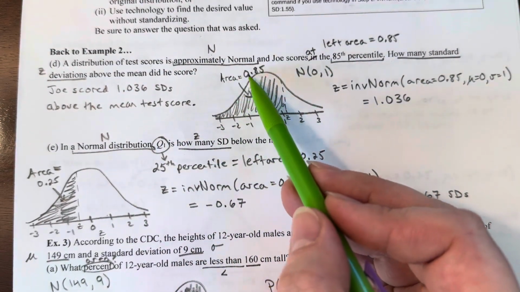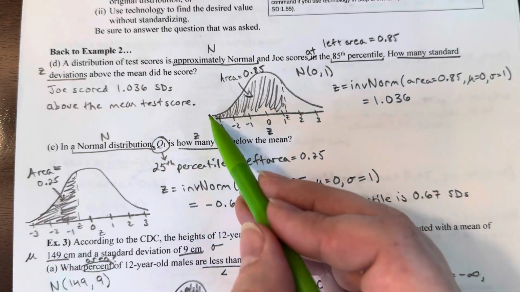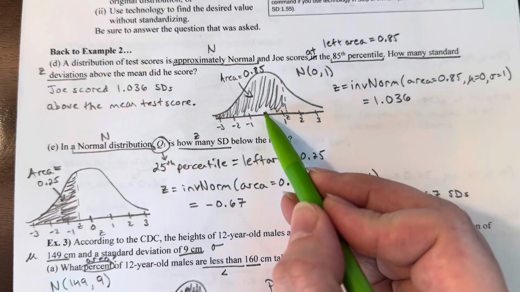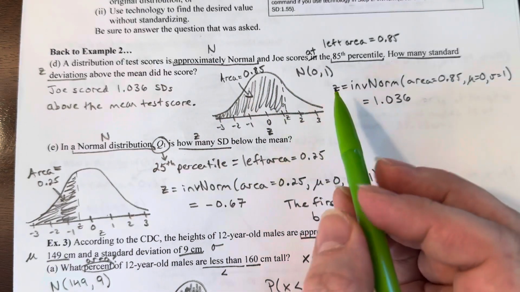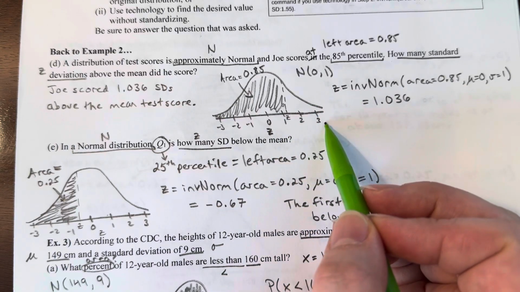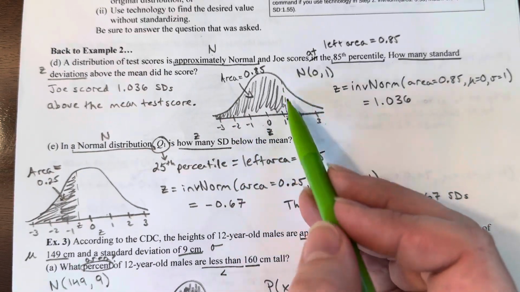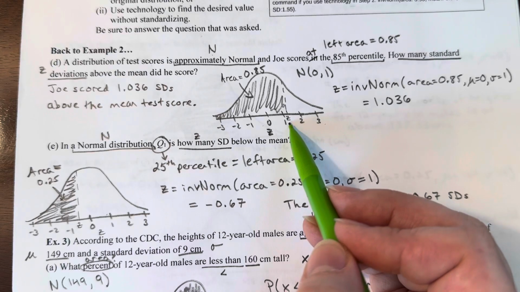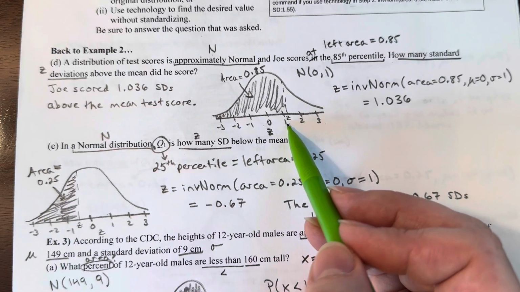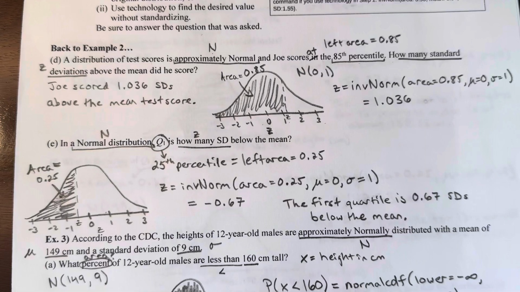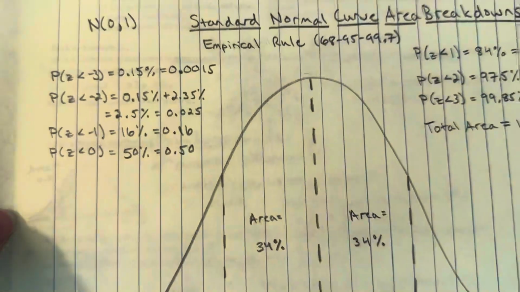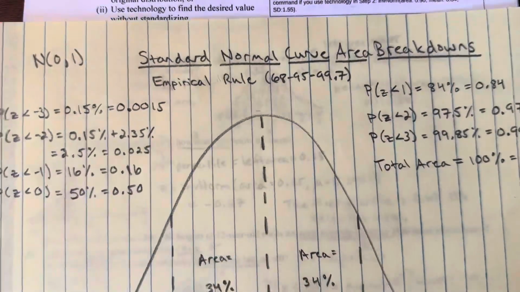So for an area of 0.85, I need to have my normal distribution sketched out, my mean of 0, standard deviation going out 3 standard deviations from the mean in both directions. How do I know where to put this boundary of z? How do I know that it should be just a little bit beyond 1? Well, we're going to take a brief time out here and take a look at the empirical rule for standard normal curves.